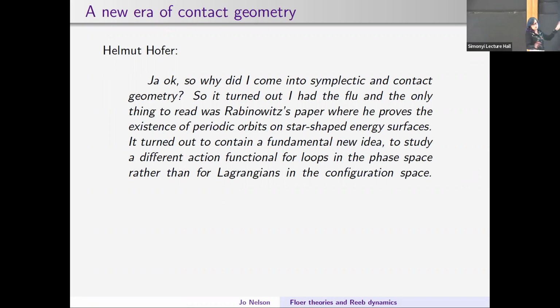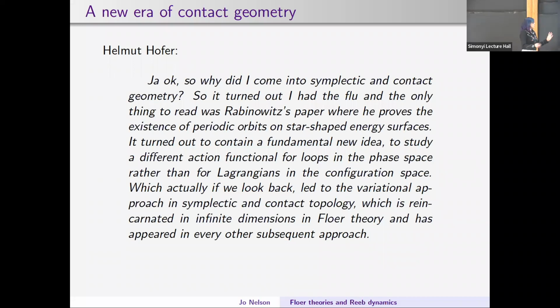And this goes back to the whole Euler-Lagrange formalism versus the Hamiltonian formalism. And Moser had actually written in a paper that this action functional for loops in the phase space was not suitable for an existence proof. So Rabinowitz really did have a fundamental new idea in this paper. And then Helmut went on to say, which actually, if we look back, led to the variational approach in symplectic and contact topology, which is reincarnated in infinite dimensions in Floer theory and has appeared in every subsequent approach. He concluded by saying that, yeah, the flu was very good.